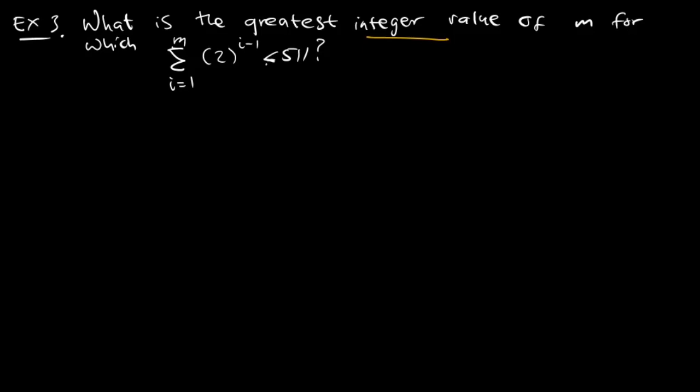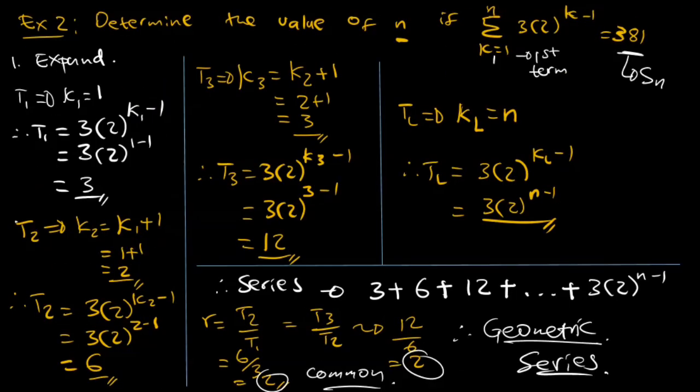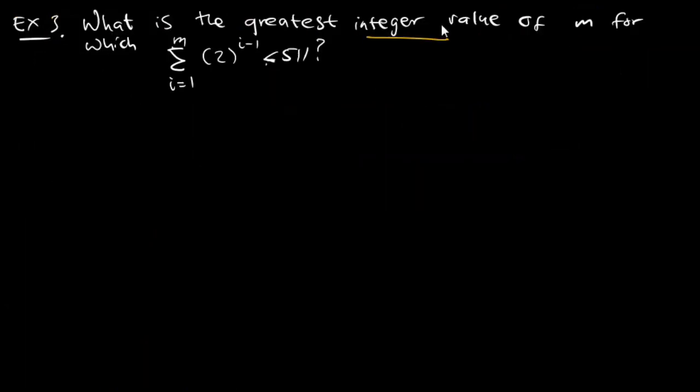So basically, it's more or less like the previous one. You just need to calculate that value, but make sure that if you add up until that value, you get a sum that is less than 511. Okay, 511. So let's get cracking.